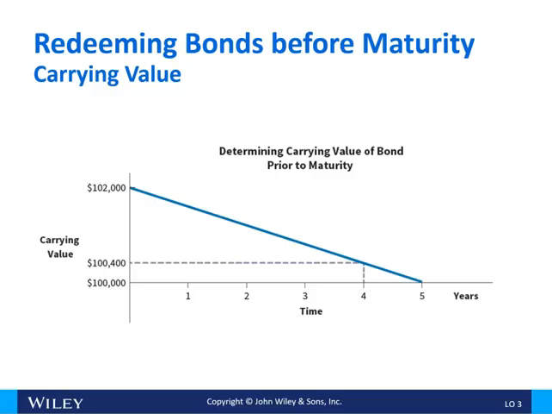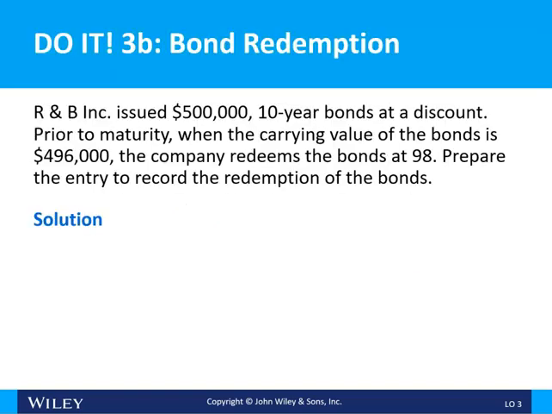So again, here's that showing that the carrying value is being reduced down to the face value. At the end of year 4, it's $100,400. Again, we're not looking at how that math works to get us there. We're just given that amount and can do the journal entries based on that.